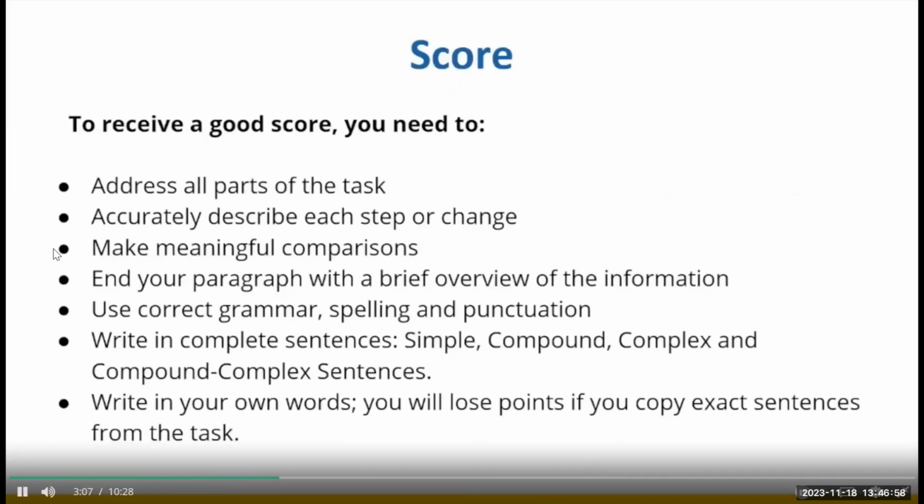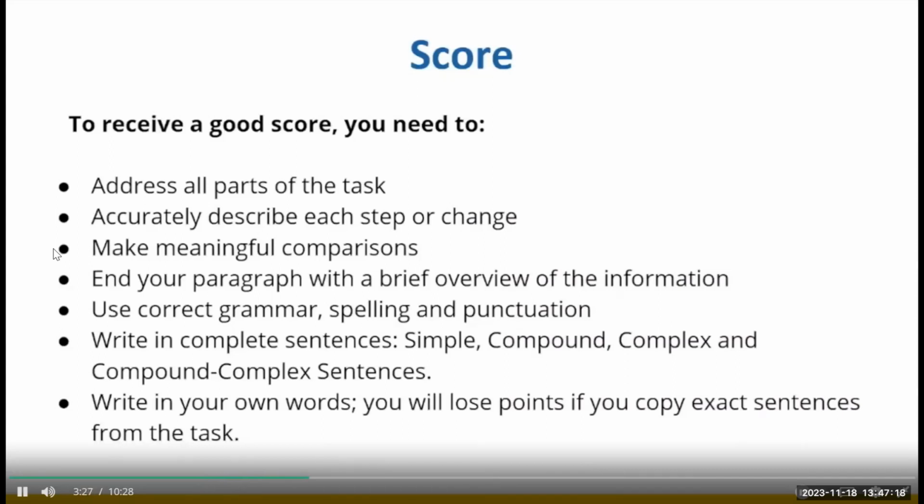In order to receive a good score, you need to do the following things. First of all, you have to make sure you address all parts of the task and you accurately describe each step or change. Do not begin describing, writing, or planning until you really understand your diagram.